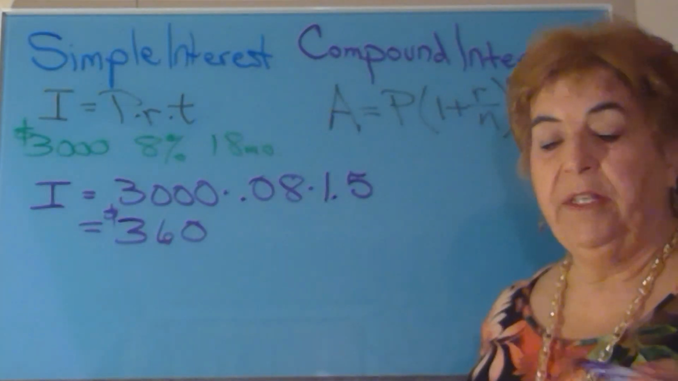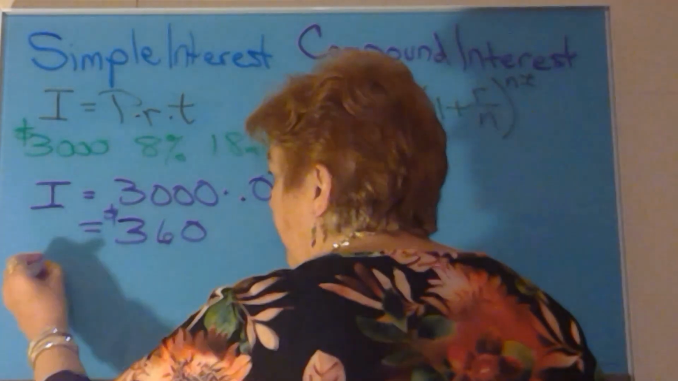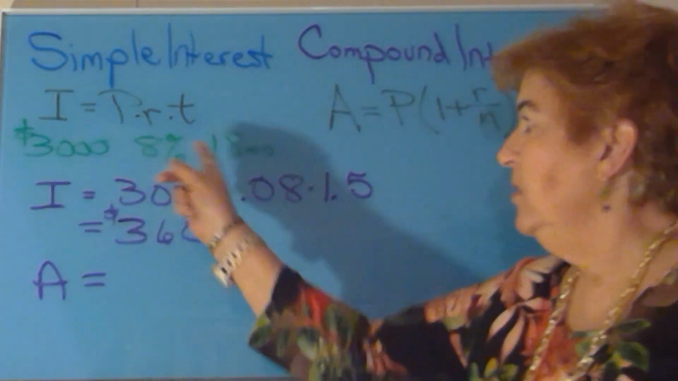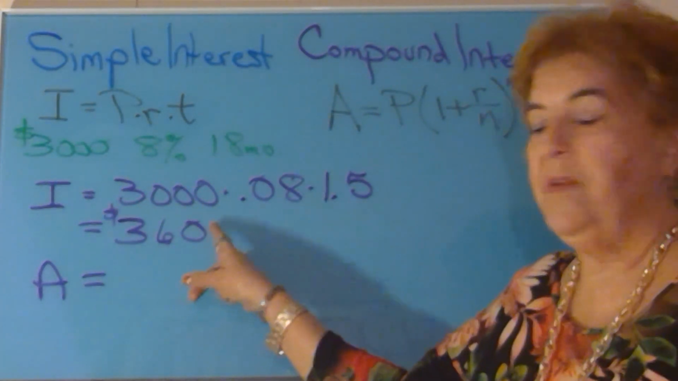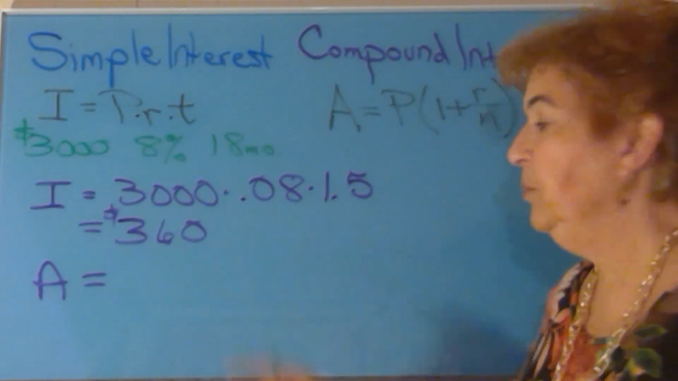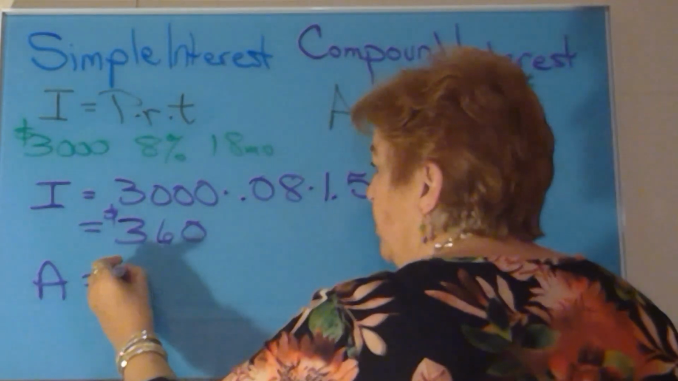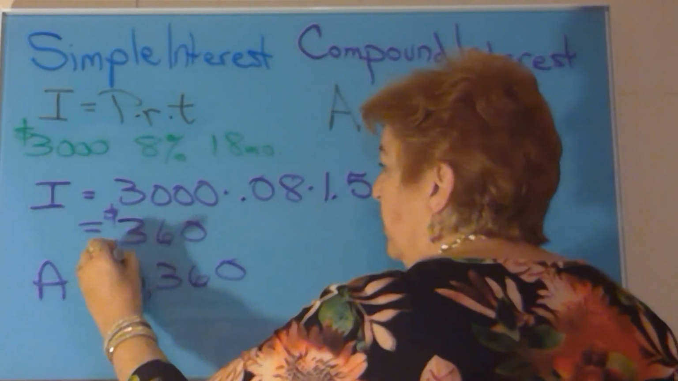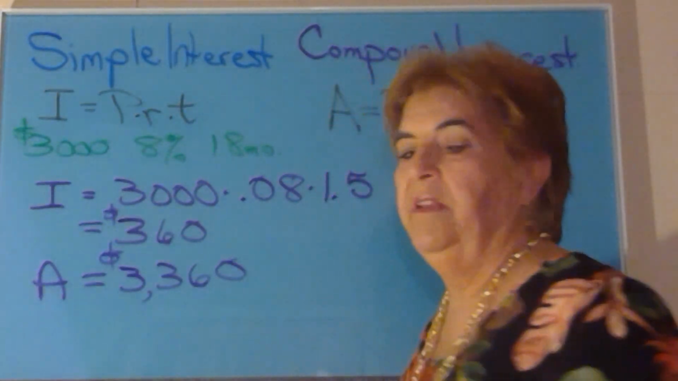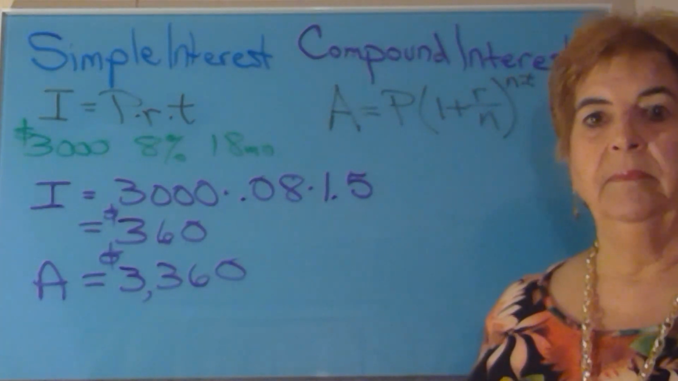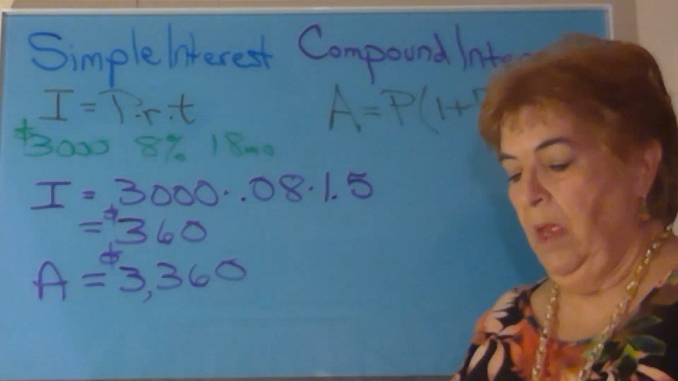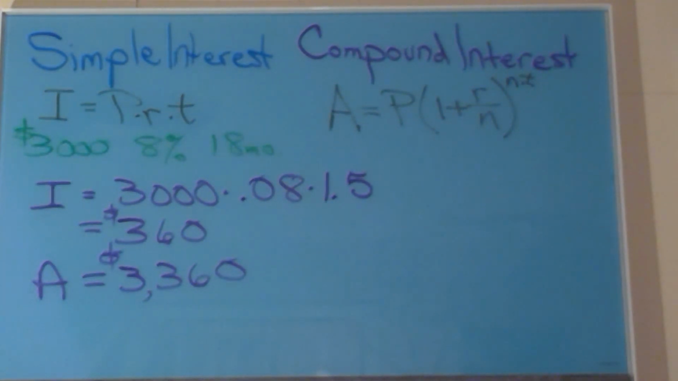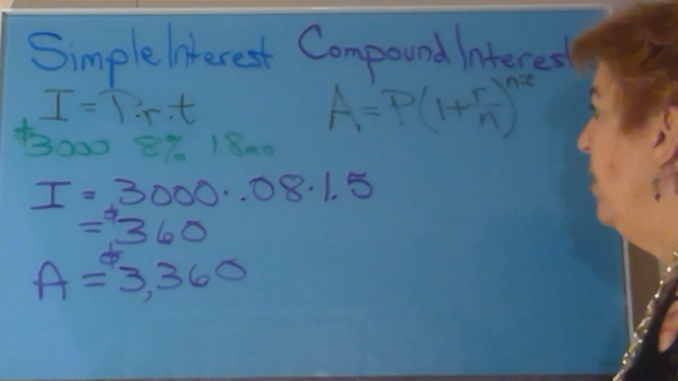Now, if you want to know how much money you have, the amount of money that you now have in the bank is what you started with, the $3,000, plus the $360, which is $3,360, is what you would currently have in the account. Okay. The next problem I want to look at is compound interest.